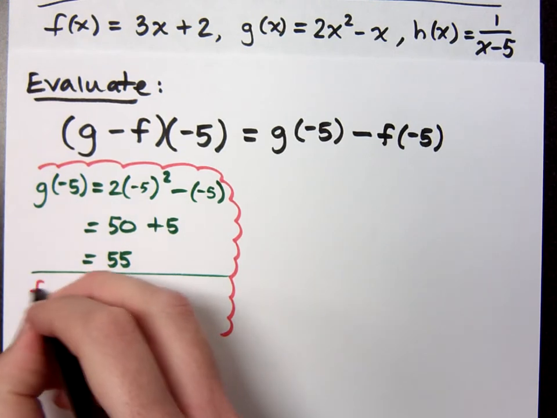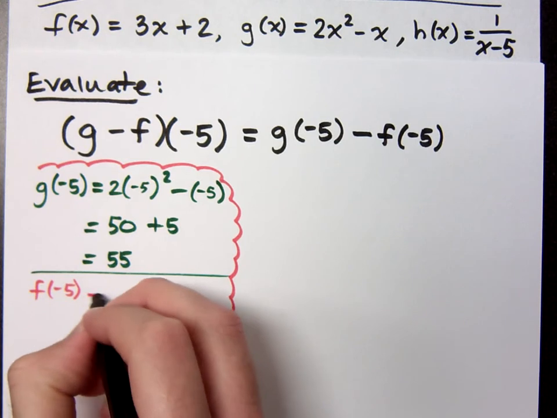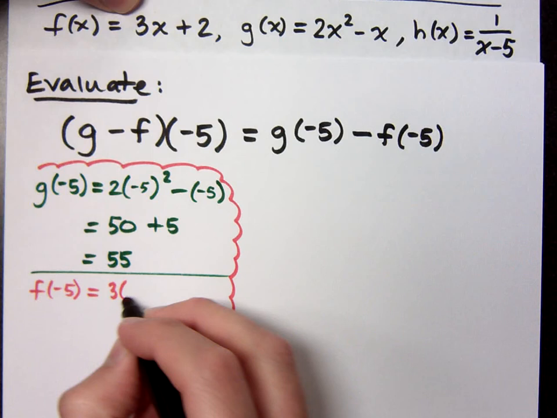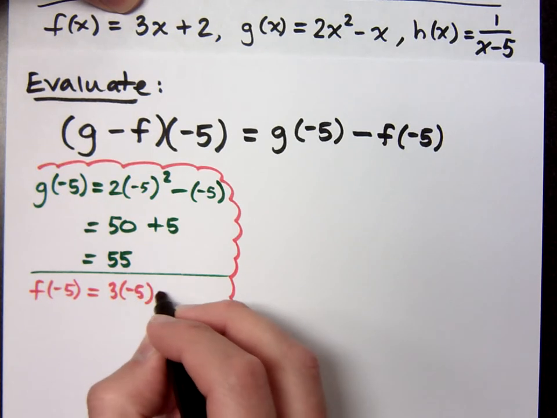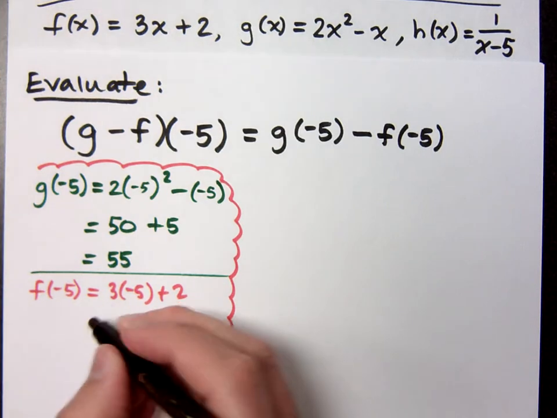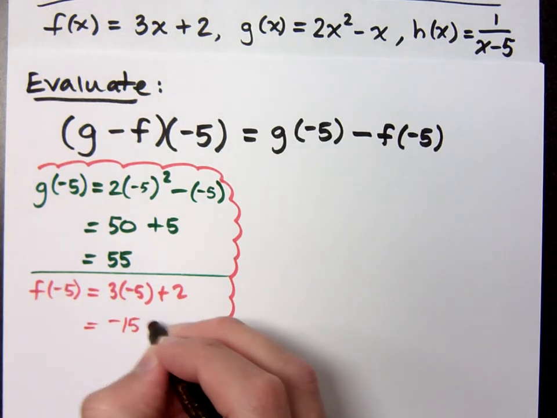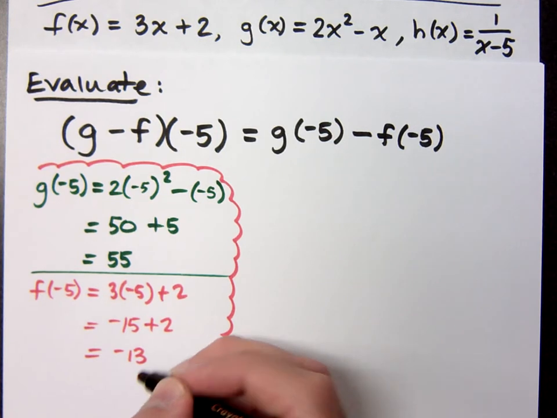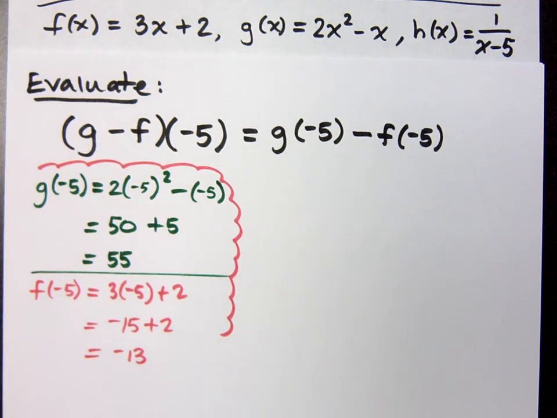Now you have to figure out what is f of negative 5. Well, here's my function f. 3 times negative 5 plus 2, right? And so that gives me negative 15 plus 2, which equals negative 13. Do you all agree? Yes. Now, you've got to be very careful in this problem.